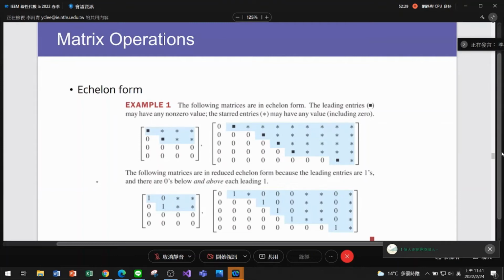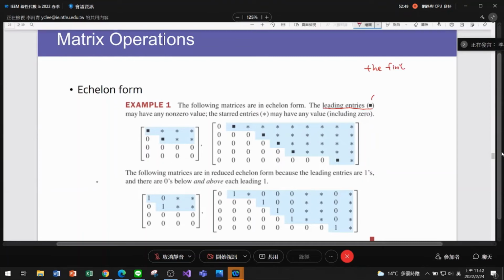Okay, so let's consider this matrix. The notation is, if it's a leading entry, we put a black box to mean the leading entry. And I just say that the leading entry is the first non-zero entry of a row.